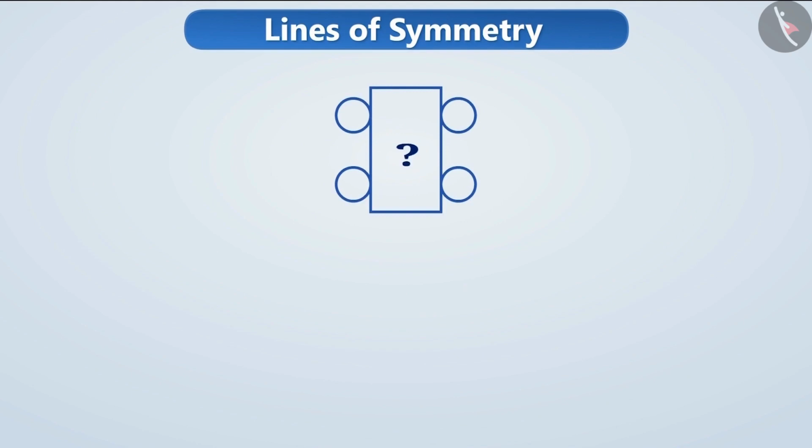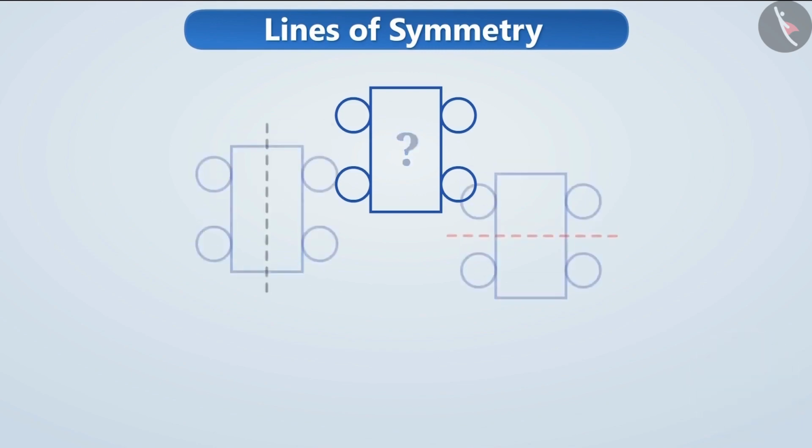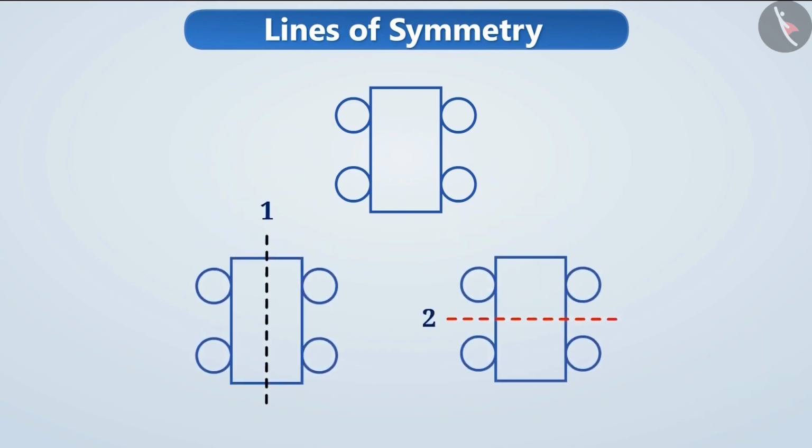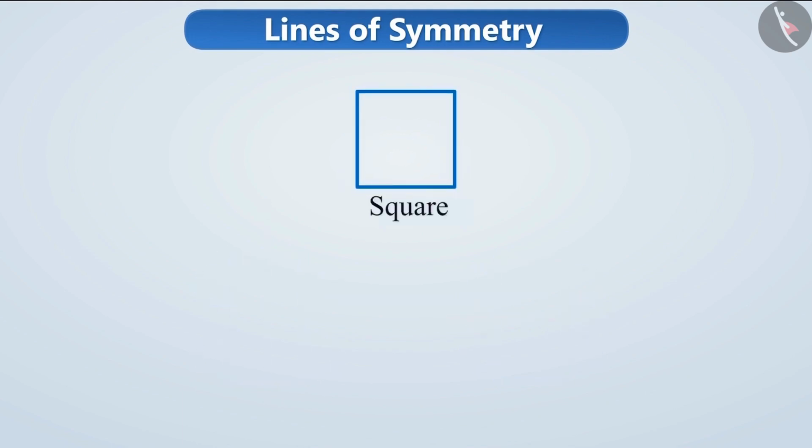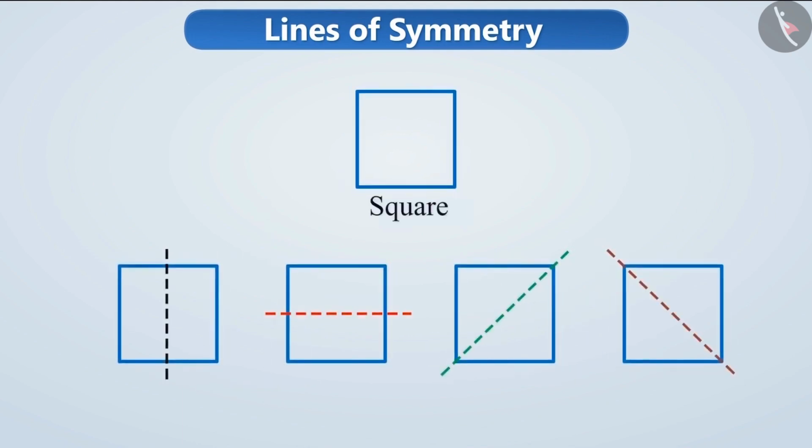Look at this figure. Is there any line of symmetry present here? Think for a while. Correct. Here we can see two lines of symmetry, and apart from these, no other lines could be detected. Some figures have more than two lines of symmetry also. Like, the symmetry in a square could be seen by folding it by these four lines. Hence, a square has four lines of symmetry.